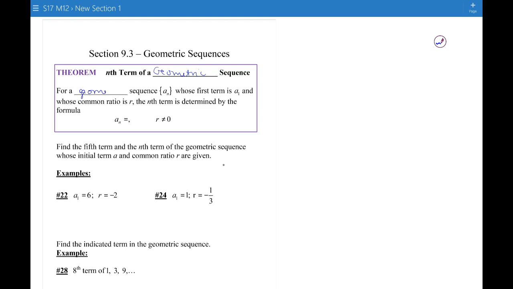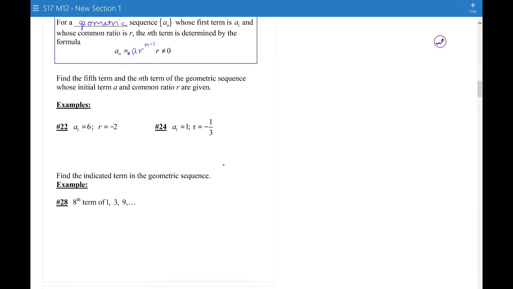So we're talking about geometric sequences in this whole section. If the first term is a sub 1 and the common ratio is r, the nth term is determined by the formula a sub 1 times r to the n minus 1 power, as long as r is not 0. You can see where r being 0 would make a very boring sequence.